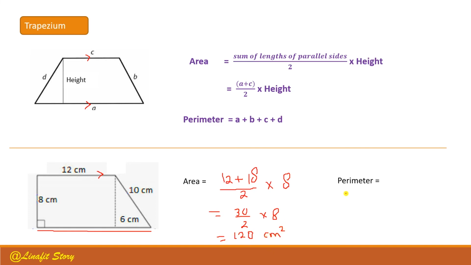To get the perimeter is 12 plus 10 plus 18 plus 8 is equal to 48 cm.